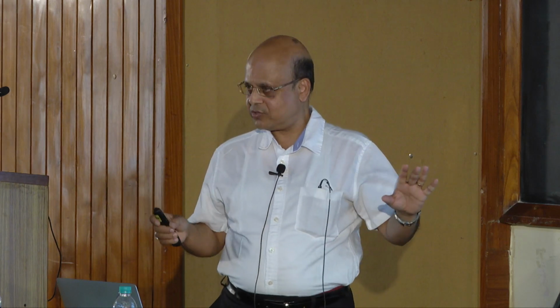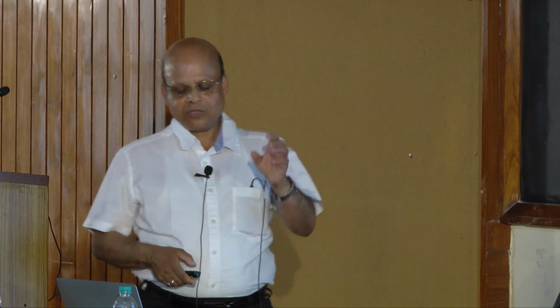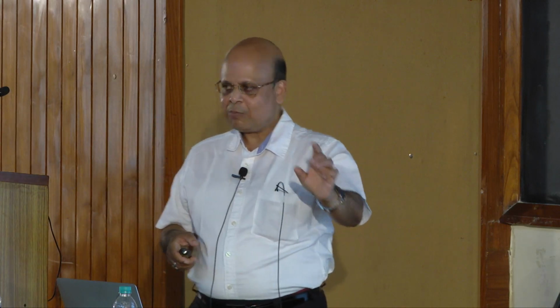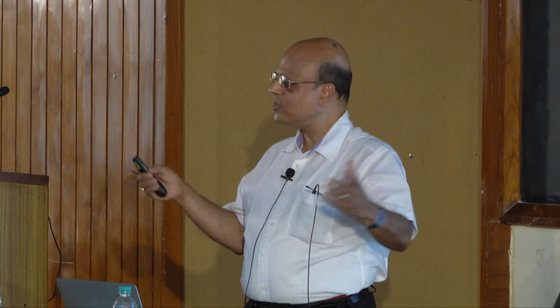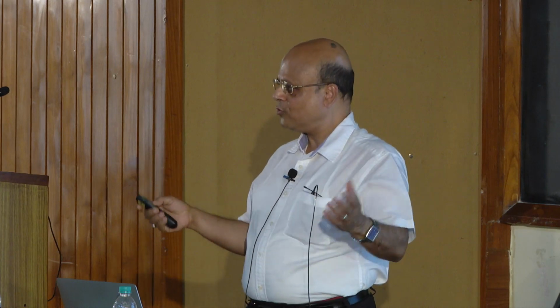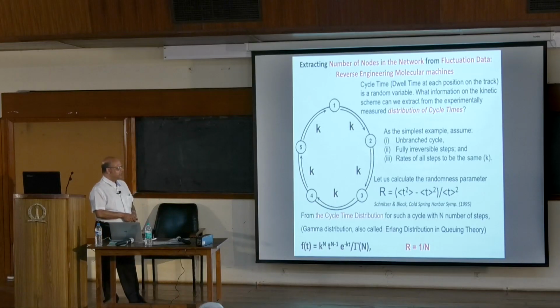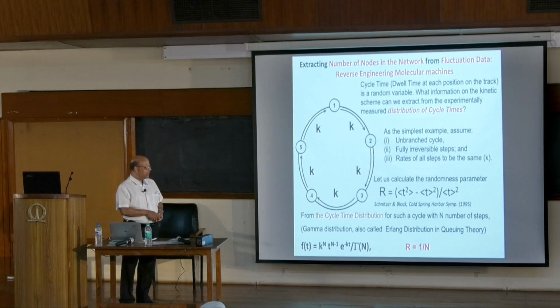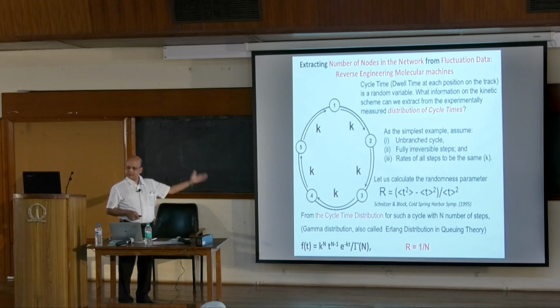Now, of course, we don't know this. What we have from experiment are the dwell times: how much time the machine spends at a location, how much at the next. This is of course random, so you have a distribution of those, and from that you find the t square average minus t average square, which is the fluctuation, and you normalize by the mean square. Let's call this the randomness parameter. This concept was introduced by Schnitzer and Block quite a few years ago in the context of molecular machines. It turns out that in atomic and molecular physics it existed many years ago, called the Fano factor.